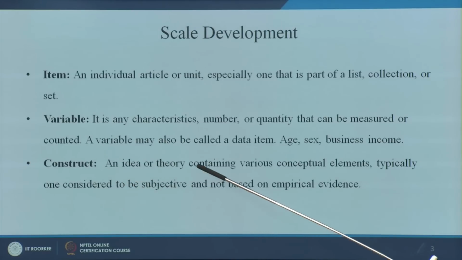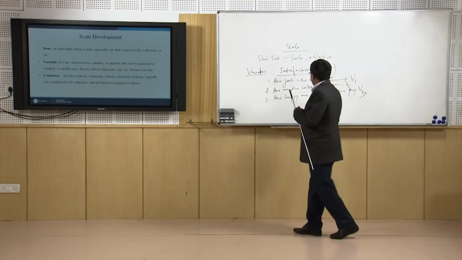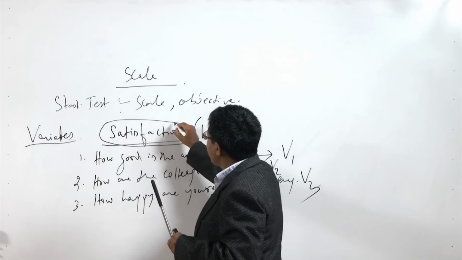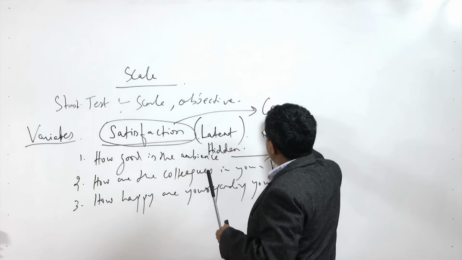What is a construct? It is an idea or theory containing various conceptual elements. It is a conceptual element, it could be abstract in nature, typically considered to be subjective and not based on empirical evidence. For example, satisfaction is a construct.